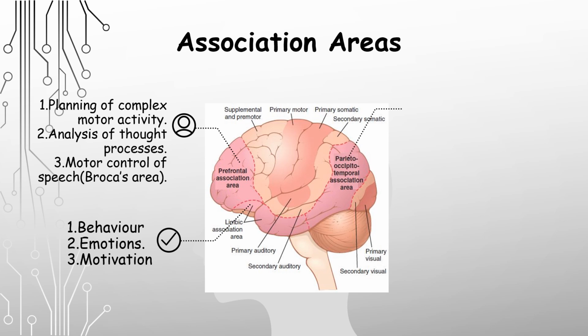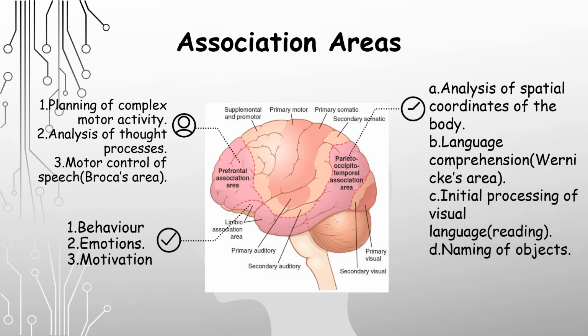And then finally the parieto-occipito-temporal association area. Here the analysis of the spatial coordination of the body happens, language comprehension happens where the Wernicke's area is, and then initial processing of the visual language happens, which is concerned with the reading and also naming of the object. So all these things are present in the parieto-occipito-temporal association area.